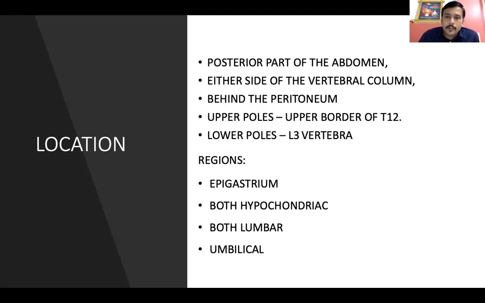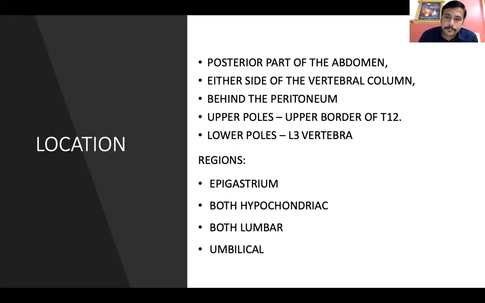The kidneys have two poles, upper and lower. The upper pole is located at the level of the upper border of the 12th thoracic vertebra, or sometimes the lower border of the 11th thoracic vertebra. The lower pole is approximately at the level of the 3rd lumbar vertebra. Among the 9 regions of the anterior abdominal wall, the kidneys occupy 4 regions: the epigastrium, both hypochondriac regions, both lumbar regions, right and left, as well as the umbilical region.